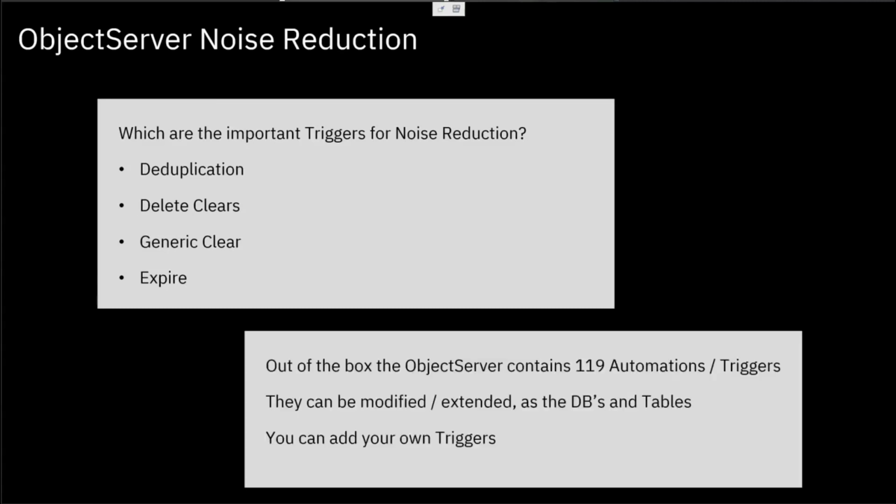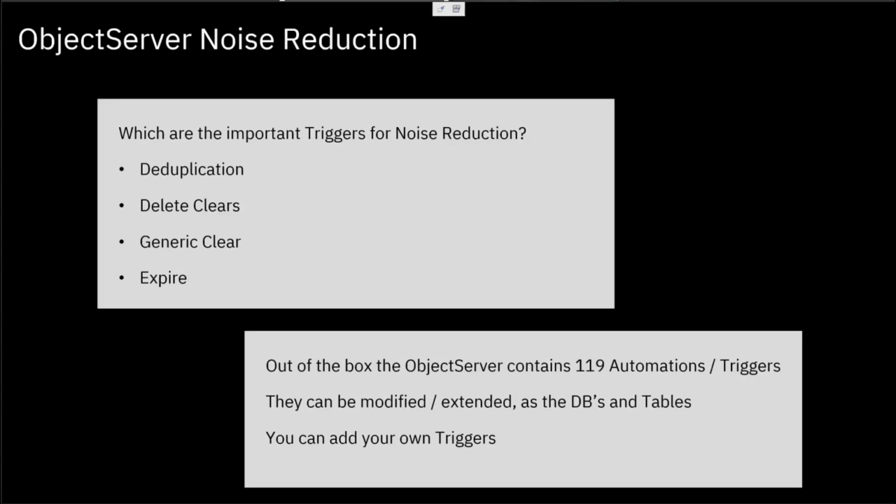Yes, sir. So out of the box, we have 119 different automations and triggers in the object server. Most of them are active. Some of them are disabled out of the box and can be switched on if they are needed. As it says here, they can be modified and extended, and you can add your own triggers. One caveat to this is we would always say, don't modify IBM triggers.